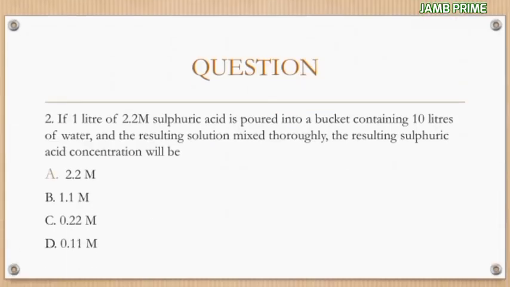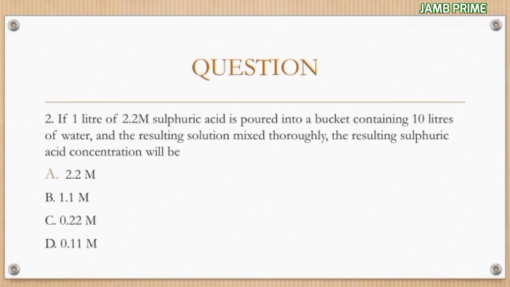It said, if 1 liter of 2.2 molarity sulfuric acid is poured into a bucket containing 10 liters of water, and the resulting solution is mixed throughout, the resulting sulfuric acid concentration will be dash. This question is coming from chemistry stoichiometry. They gave you volume, which is mentioned in liters, and 2.2 molarity, the concentration of a solution.